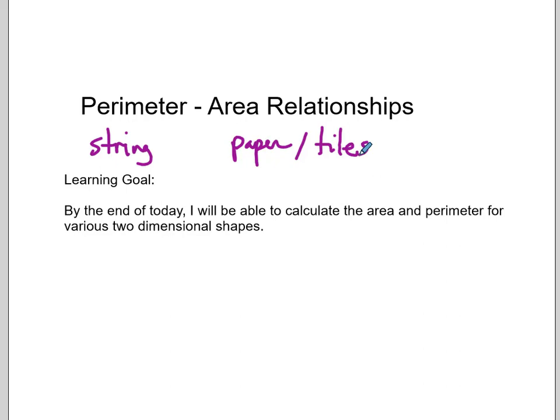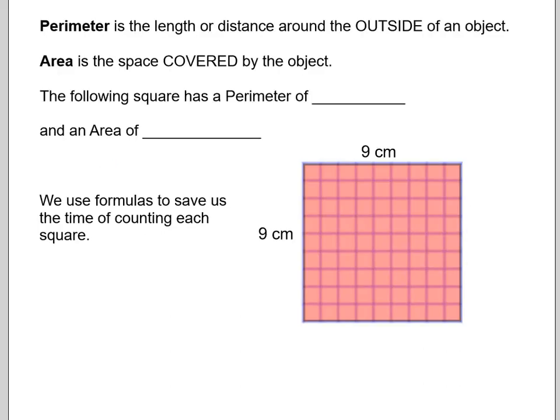Okay, so just a reminder of those things. Perimeter is the length or distance around the outside of an object. Area is the space covered by the object. If you imagine your string going around the outside, that's perimeter. And the space covered is all of these little squares. It could be tiles or pieces of paper. They're not the same.